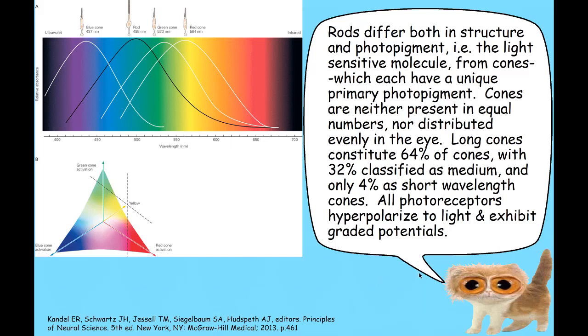All of these cones, all of these photoreceptors hyperpolarize to light, and they exhibit a graded response depending on the wavelength and the amount of light that is getting to them. I should also mention that there are no blue cones, those short wavelength cones, in the fovea. They're in the periphery, but not in the fovea itself.